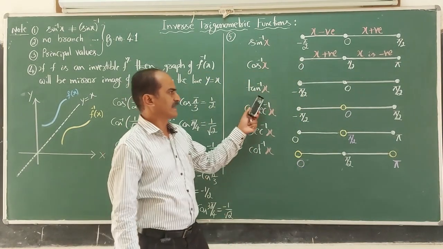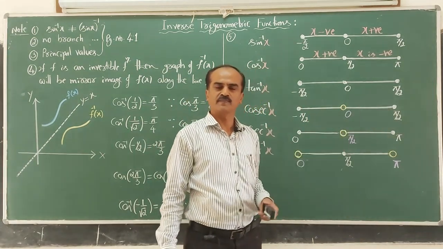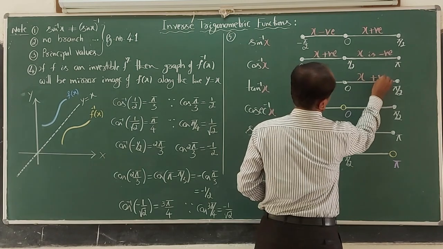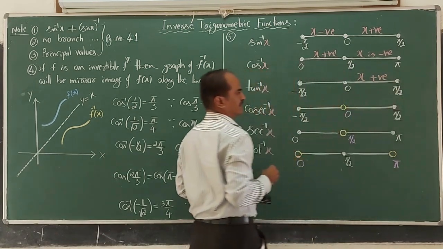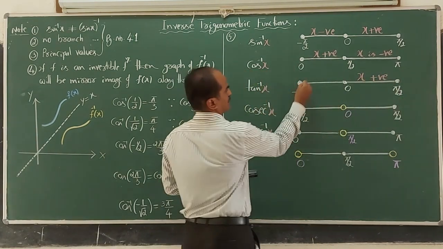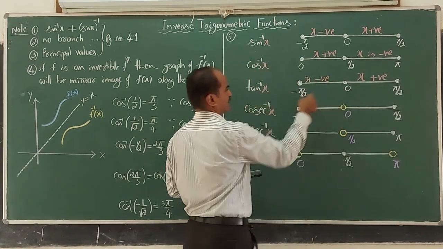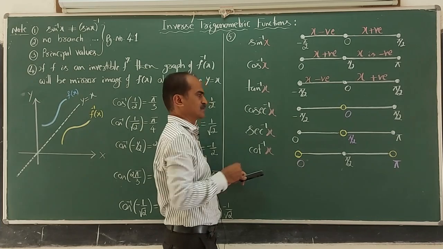Similarly, tan inverse x gives the angle in the interval minus pi by 2 to pi by 2. If x is positive, it gives the angle in the range 0, pi by 2. If x is negative, it gives the angle in the range minus pi by 2, 0.